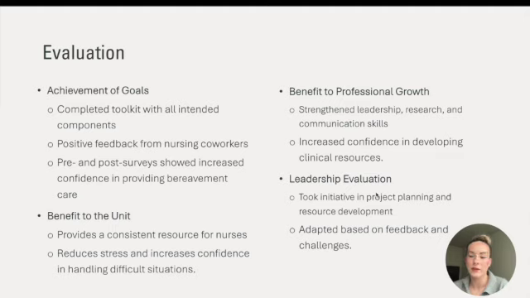For my project evaluation, I was happy that I achieved all of my goals and I was able to complete all of the documents that I wanted to. And I was really happy with the positive feedback I got from my coworkers. And then I do feel like this will benefit the unit and reduce stress and increase confidence when nurses are caring for perinatal loss families. I do feel like I was able to strengthen my leadership skills and my research skills.